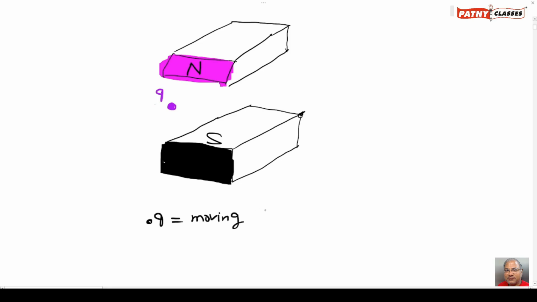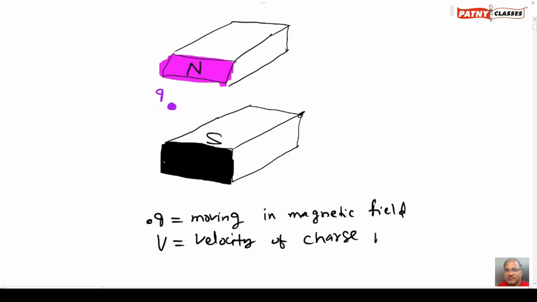Earlier we had considered only electric field. Now in this case, I am considering only magnetic field. So charge Q is moving in magnetic field, and when it is moving in the magnetic field, it has some velocity. So let us say V equals velocity of charge Q. And B of R, the magnetic field intensity or magnetic induction, changes as the distance changes. So B of R is nothing but magnetic field intensity or magnetic field induction.